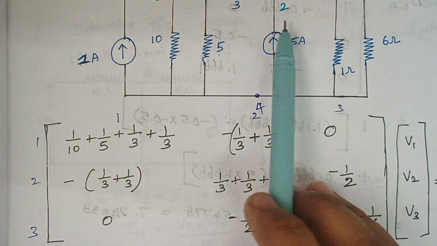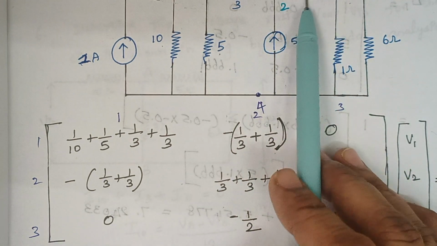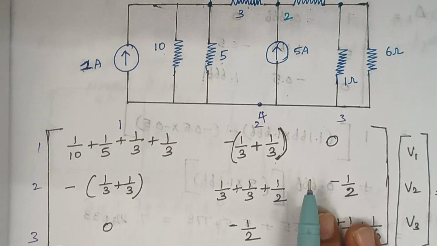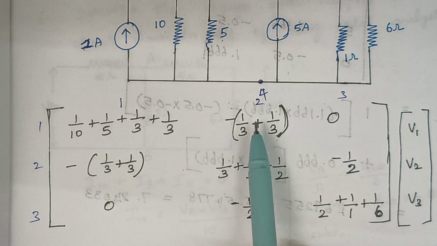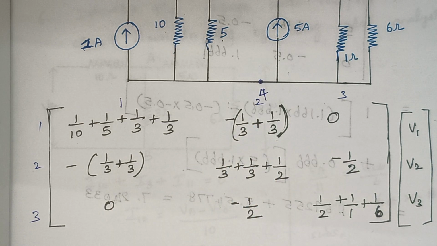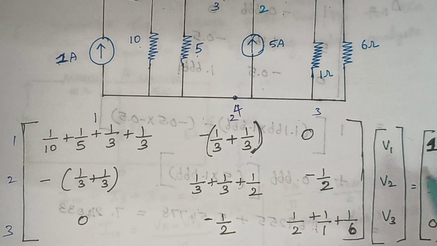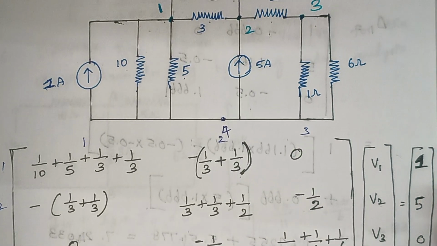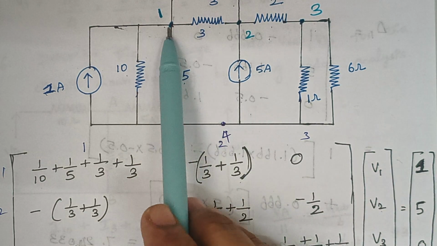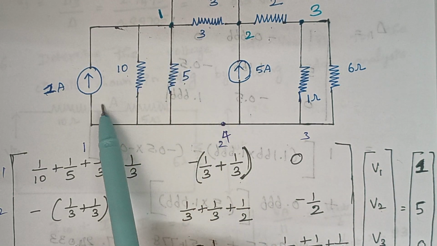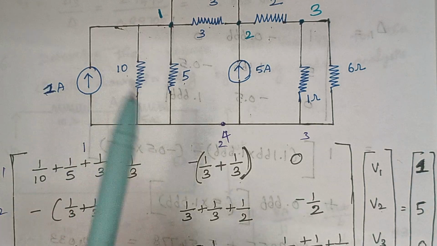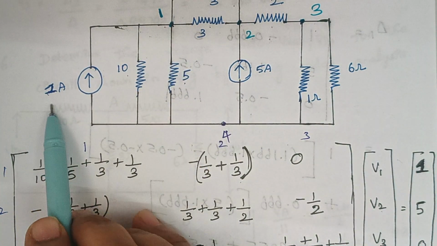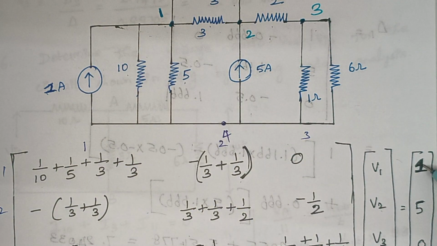And the next thing is between 2 and 3 I am having a 2 ohm resistor here, right? Therefore, minus 1 by 2, minus 1 by 2. You have to always include a minus for the common resistors, right? And the next thing is V1, V2 and V3, which is equal to, now to node 1, what is the current source we are having? We are having 1 amp, and it is towards node 1. Therefore here it is 1.